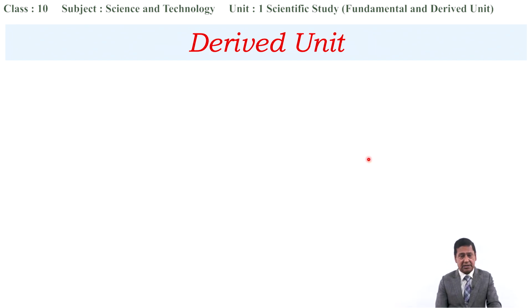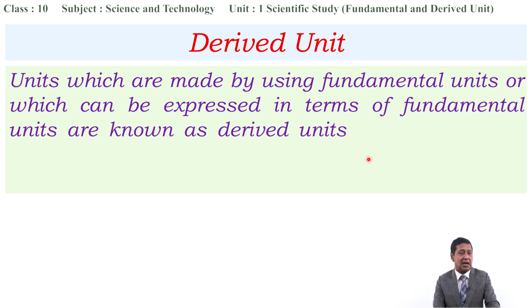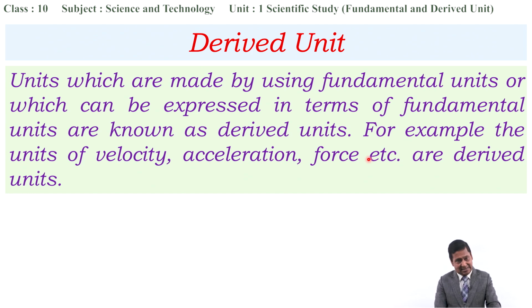Now next, derived unit. Units which are made by using fundamental units, or which can be expressed in terms of fundamental units, are known as derived units. For example, the units of velocity, acceleration, force, etc. are derived units. Previously I told you about this. Unit of velocity is meter per second, SI unit, and it is made by using unit of length and unit of time. Acceleration, meter per second square, is made by using the unit of length and time twice.